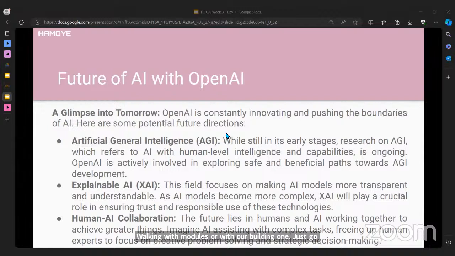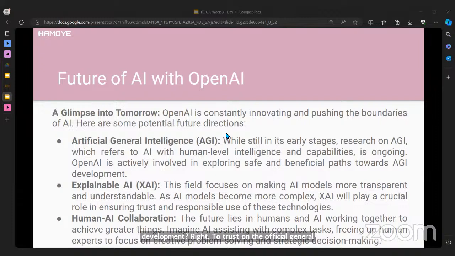So we're almost rounding up. The future of AI and OpenAI. As we look toward the future of artificial intelligence, OpenAI stands at the forefront of innovation and research, pushing the boundaries of what AI can achieve. Today, we will be exploring some exciting potential directions for AI development, right? The first one is artificial general intelligence, AGI.